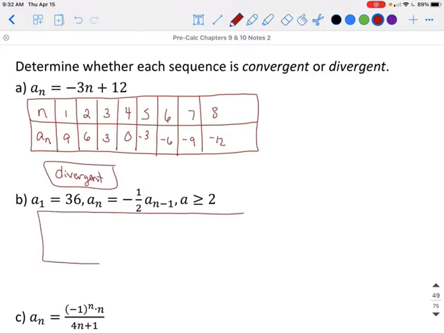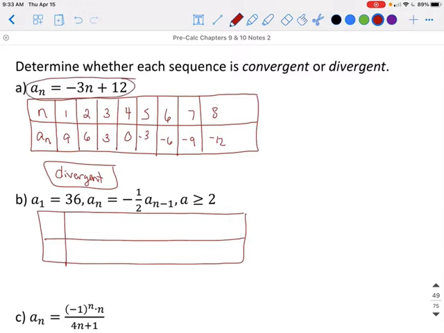Again, for the next one, you will have to do this one by hand because this is not an explicit formula. So up here, this was an explicit formula. It just said n. Down here we have a recursive formula because it says you have to take the previous answer. So you cannot put that in your calculator. You will have to do this one by hand. And we know when n is 1, our a sub n is 36. So at 2, it says we're going to do negative 1/2 of it.